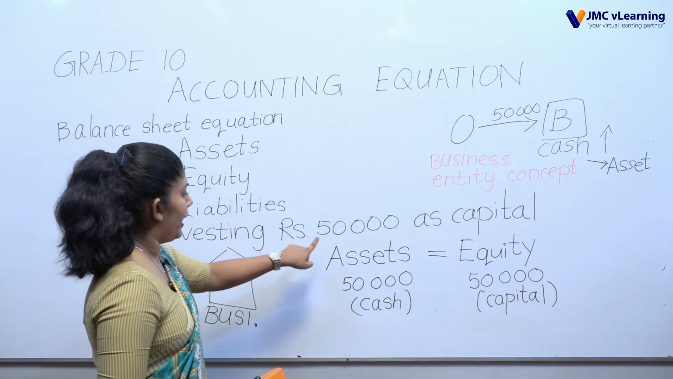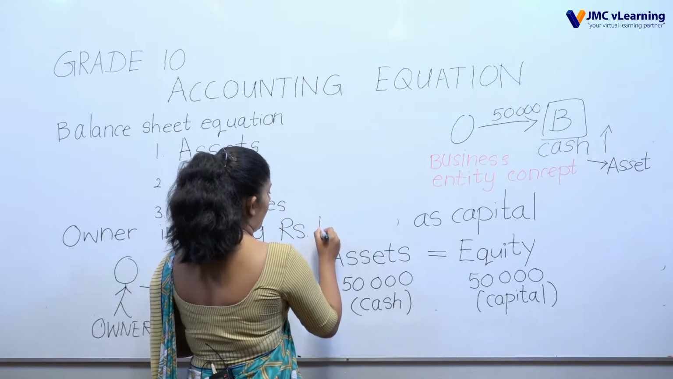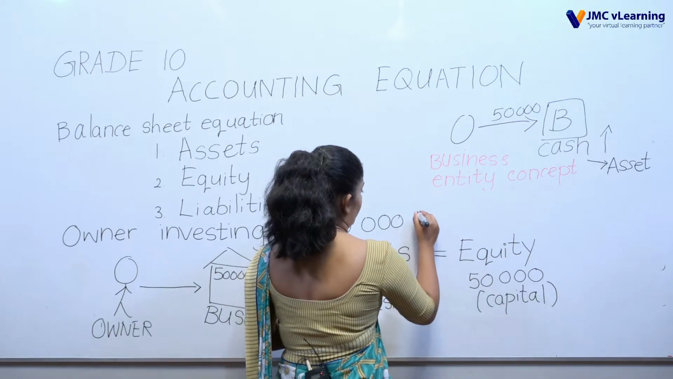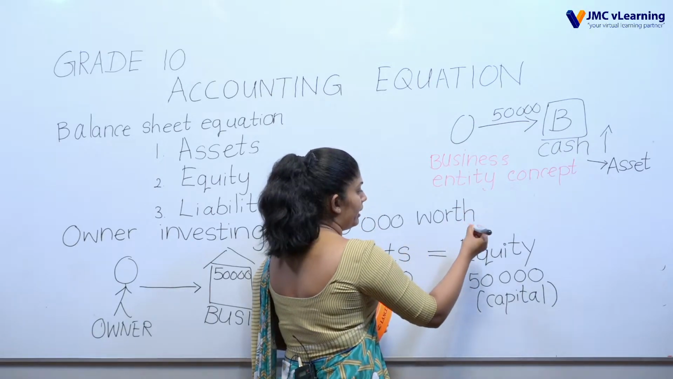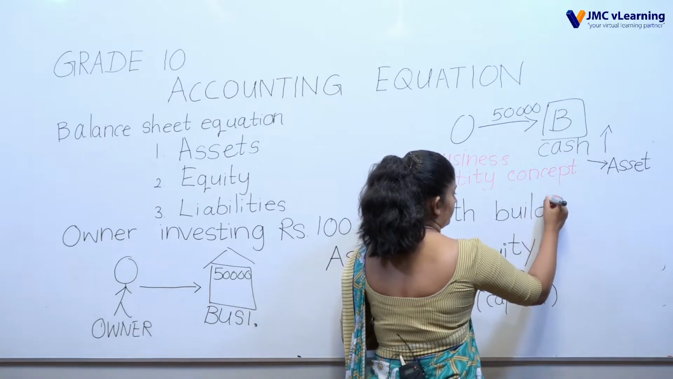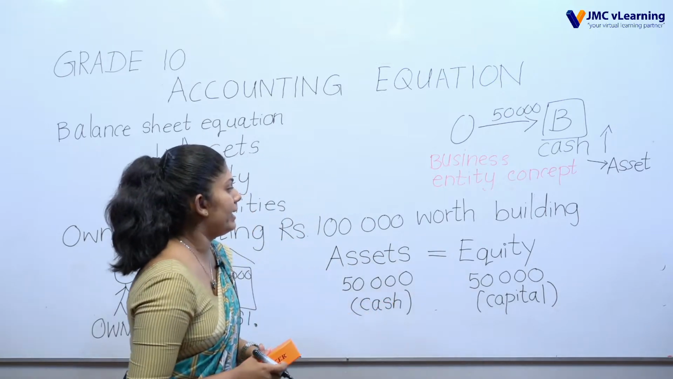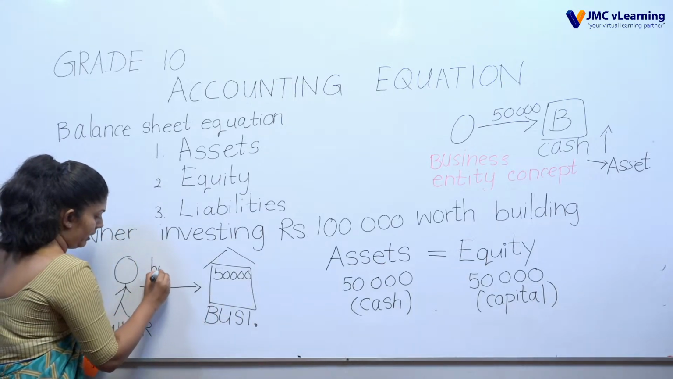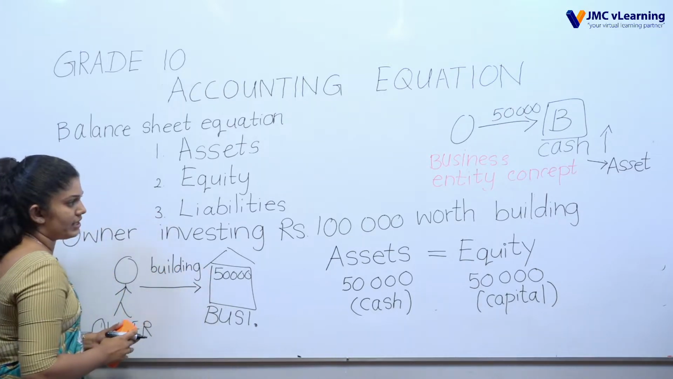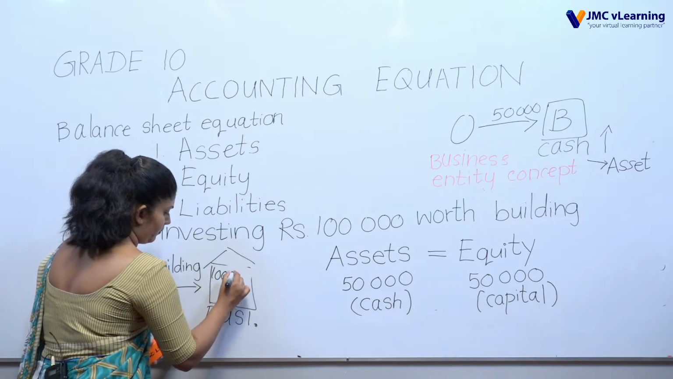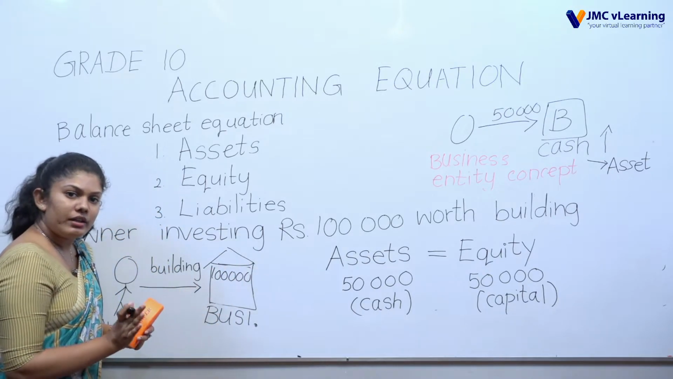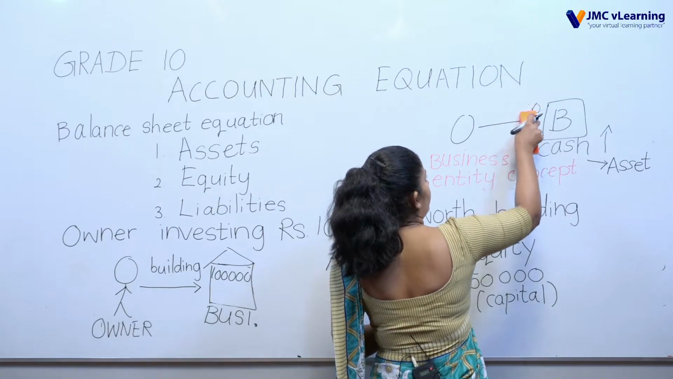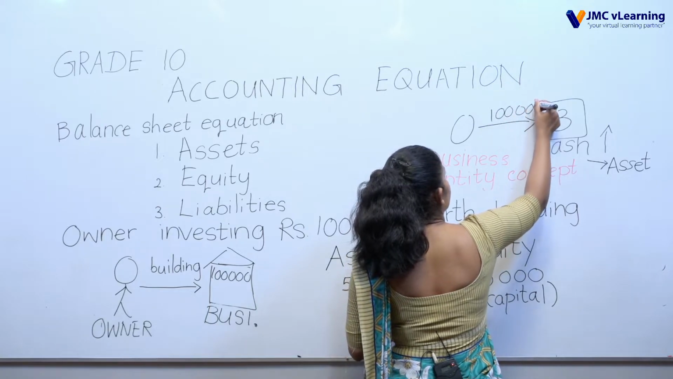Owner investing, I'm changing the amount here, rupees 100,000 worth, which means valuable, worth of building. Now he is investing a building, not cash. Here the only difference is he is investing a building. How much is it? 100,000. Before he invests, we didn't have any building. We had nothing. Now we have something here: a 100,000 building.